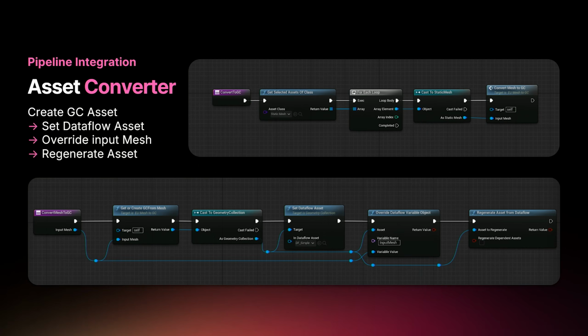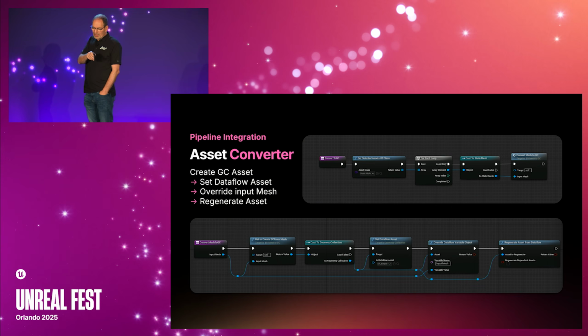Yeah, so this is how the converter looks. There's this get or create geometry collection from mesh node that effectively has more in it, but it's more about whether the asset already exists or doesn't exist, and creating one or not. So it doesn't have some magic in it, don't worry. Mostly what it does is get the geometry collection asset, set the data flow asset on it, override the input mesh parameter on it, and then regenerate the asset. And that's really what you need, 3 nodes basically.